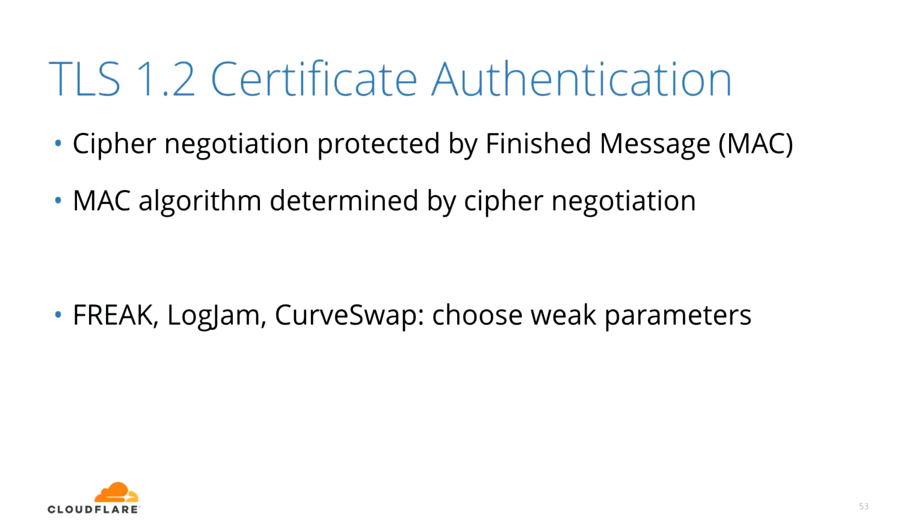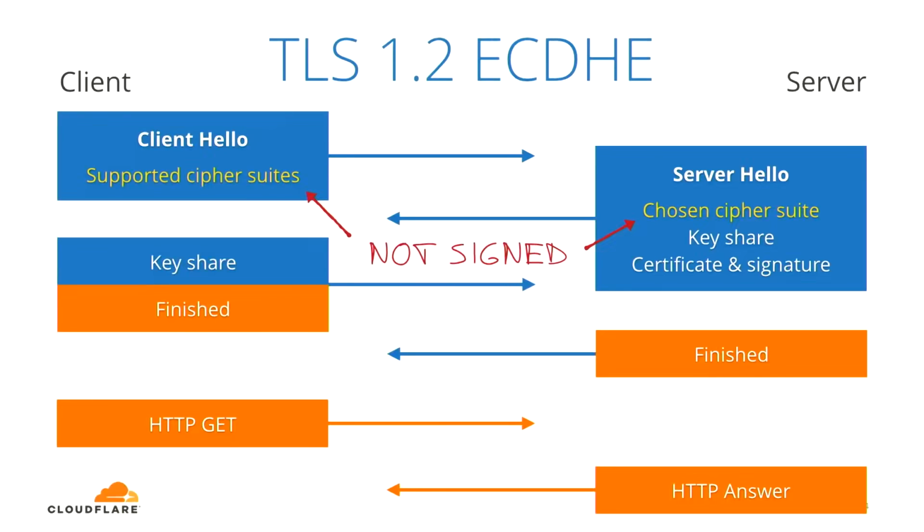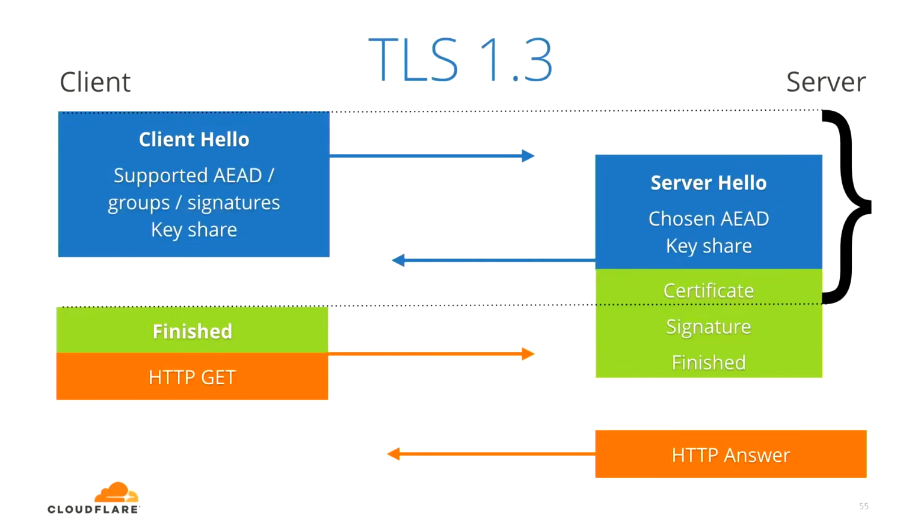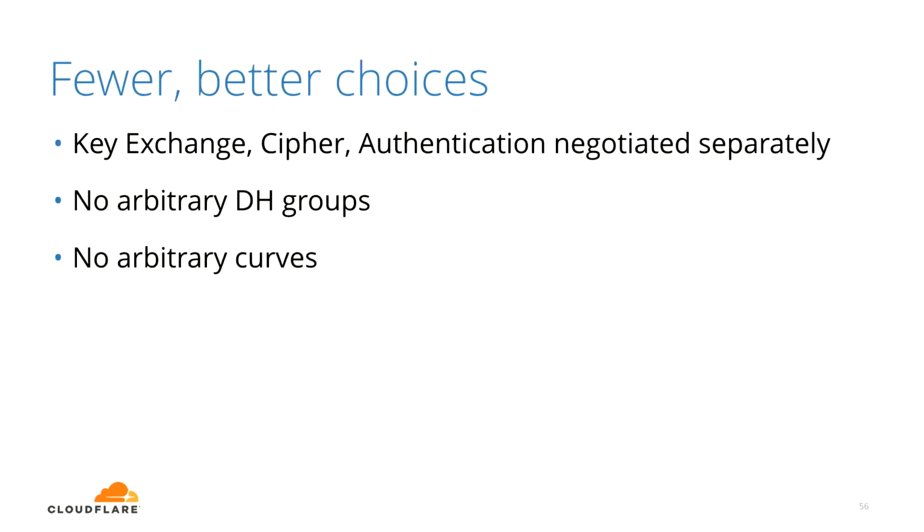TLS 1.2 had this really kind of funny catch-22 in it, where the cipher negotiation is protected by a finished message, which is a message authentication code, but the algorithm for that code was determined in the cipher negotiation. So it had this kind of loopback effect, and attacks like Freak, Logjam, and Curve Swap from last year managed to exploit these to actually downgrade connections, and this was something that was happening in the wild. And the reason for this is that these cipher suites in this handshake are not actually digitally signed by the private key. And in TLS 1.3, this was changed. Everything from the signature up is digitally signed. So this is great.